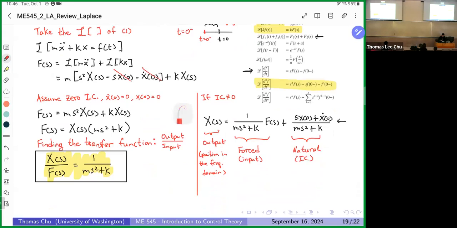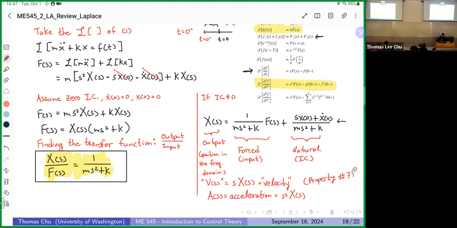So if I want v of s, which is the velocity, I'm going to define that as s times x of s. When you multiply this by s, that's the equivalent of taking the derivative in the frequency domain. So this is the velocity. I would just multiply this whole equation above by s, and that's going to be the velocity in the frequency domain. Then a of s, which is the acceleration, is going to be equal to the double derivative of the position. So this is going to be property 7 and 8.